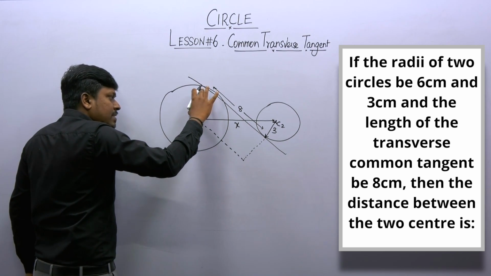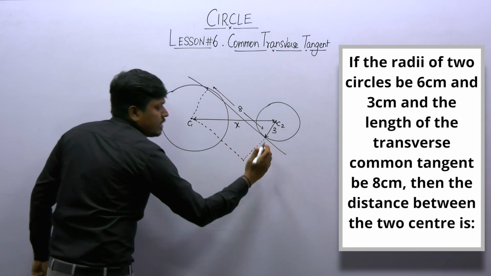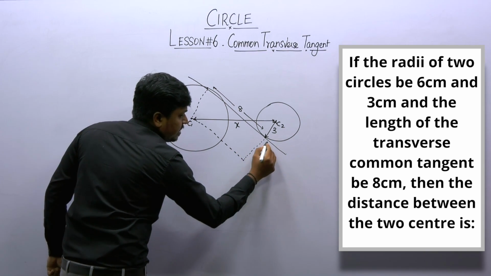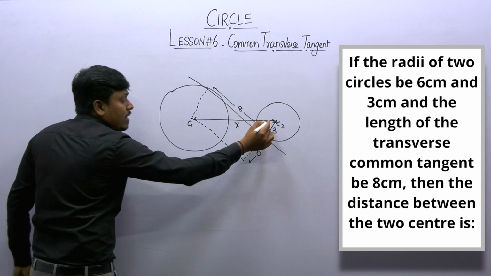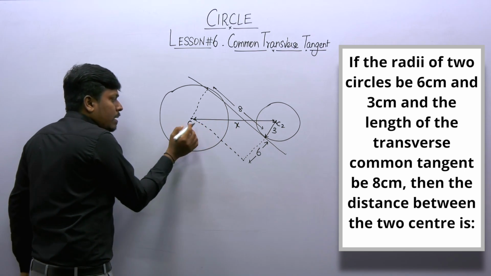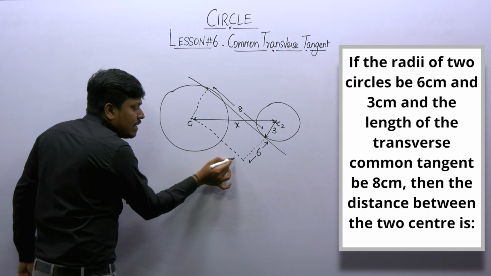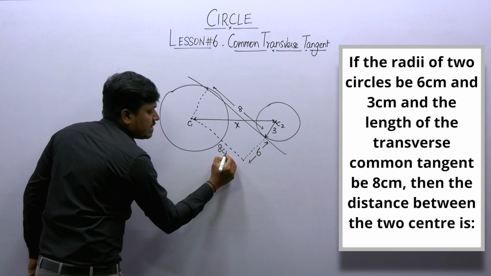So the radius of the first circle is 6 centimeter, so this will be replicated here. This will be 6 centimeter. Similarly, we have to find what is the value of it, but we know the slope value. So the slope value is equal to this parallel line, which is 8 centimeter.